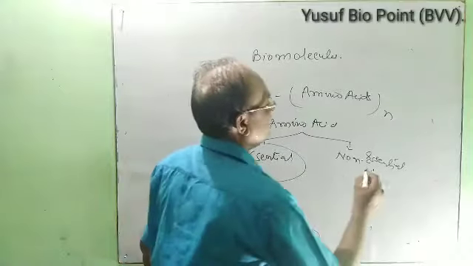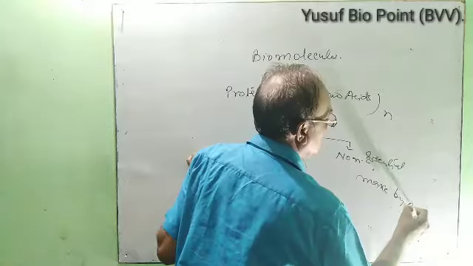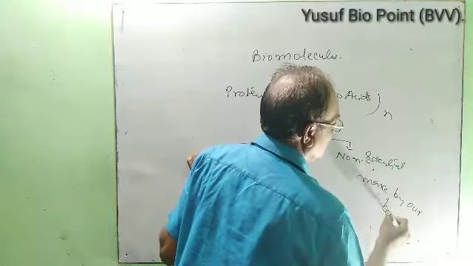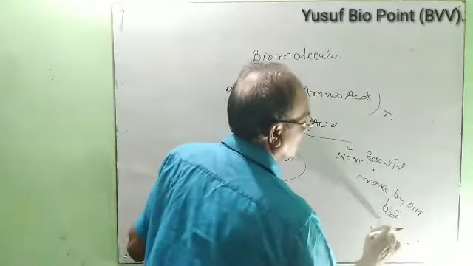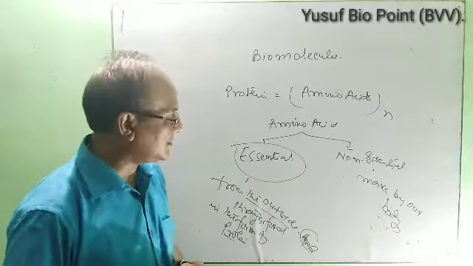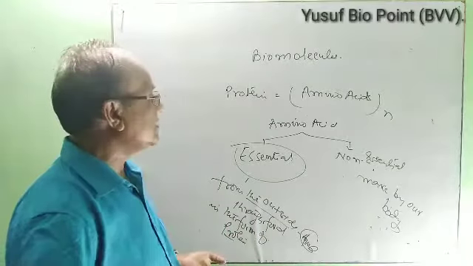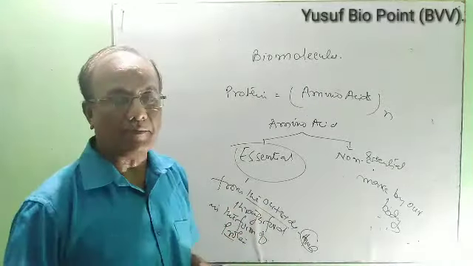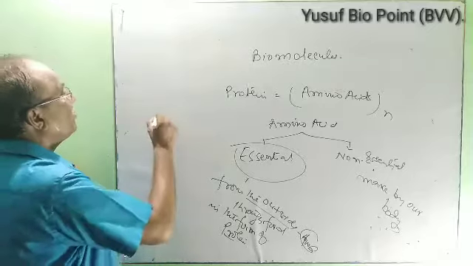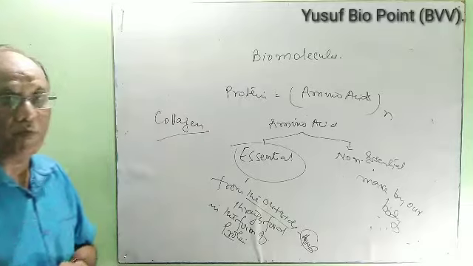And those amino acids which are made by our body are non-essential, and those which we get from outside by means of food are called essential amino acids. And collagen is one of the important proteins.